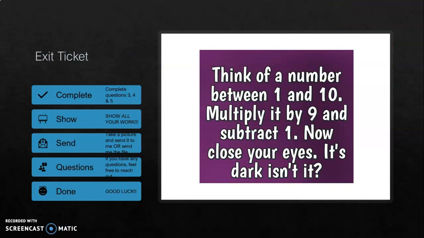So that is your lesson for today. Remember, you need to complete the rest of the questions, which is 1, 2, and 3. I don't know why I wrote 3, 4, 5. I don't know. I'm crazy. Anyway, 1, 2, and 3. Make sure to show me all your work. Take a picture and send it to me when you are done. If you have any questions, let me know.